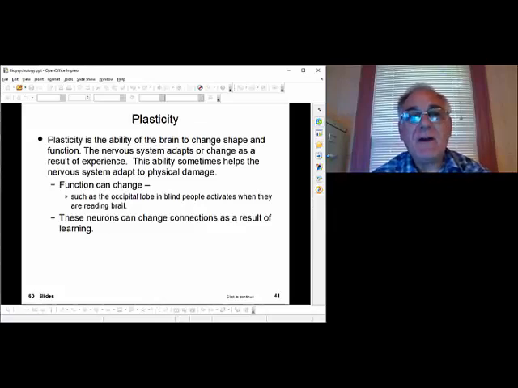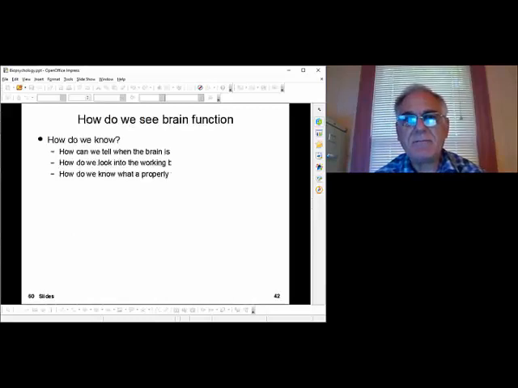So function can change, such as the occipital lobe for blind people activating when they read Braille, and the neurons can change connections as a result of learning as well. Because as an adult, your brain is still changing, but it's changing based on learning at that point, and it's part of another part of the system, the hippocampus, and we'll talk about that in just a little while too.